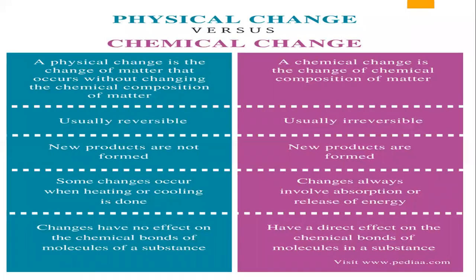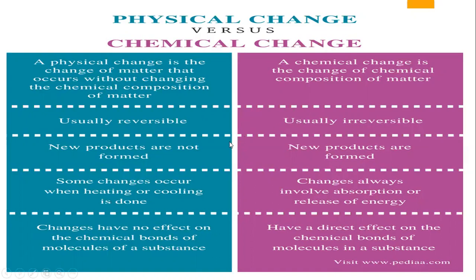So what are the differences between a physical and a chemical change? A physical change is a change of matter that occurs without changing the chemical composition of matter. So here there is no change in the chemical composition of the matter. Whereas a chemical change is a change of the chemical composition of matter. Physical changes are usually reversible. Okay, you are going to get it back. Whereas chemical changes are usually irreversible.